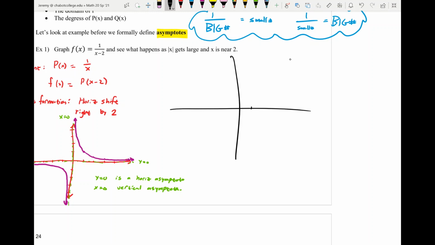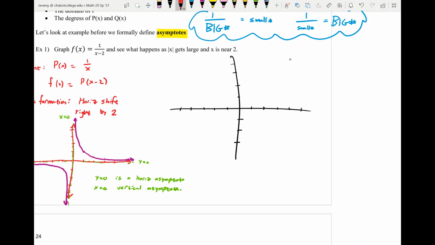So I'm going to shift my parent function 2 units to the right, and this isn't going to change the main features of the graph. I'm still going to have a vertical asymptote and a horizontal asymptote. Everything is just going to be shifted to the right by 2 units.